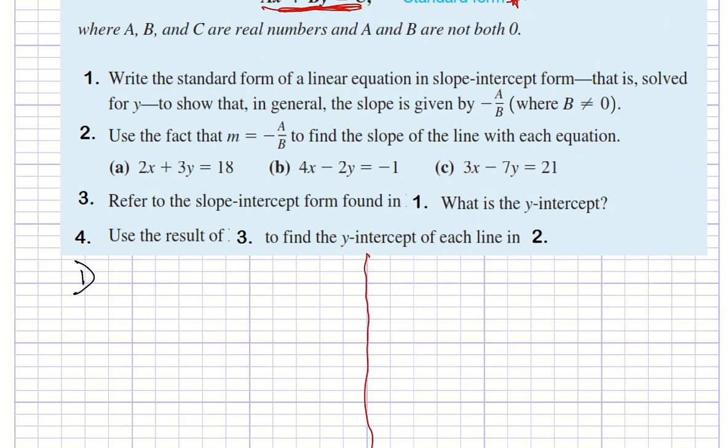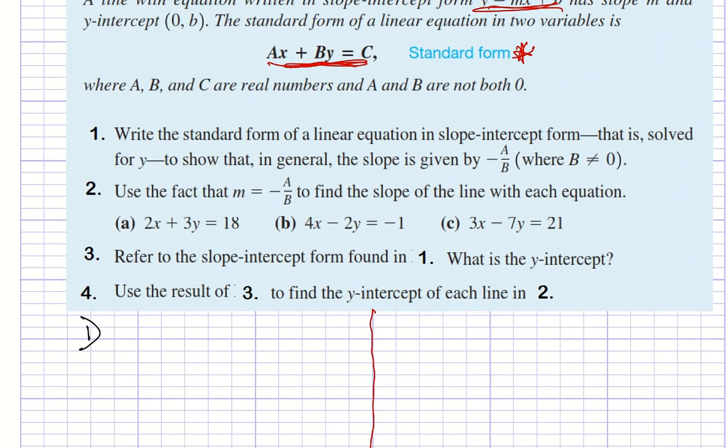That's number 1. You are given ax plus by equals c. This is how they express it. Sometimes you can put c on the left, but that's how they wrote it, so we use that. I want you to write it in slope-intercept form. That is, solve for y to show that. Okay, we can do it.